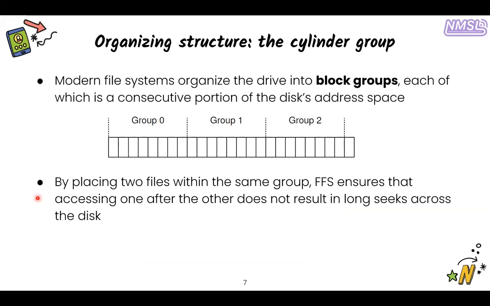In reality, modern systems organize a drive into block groups, each of which is a consecutive portion of the disk address space. By placing 2 files within the same group, FFS ensures that accessing one after the other does not result in long seeks across the disk.